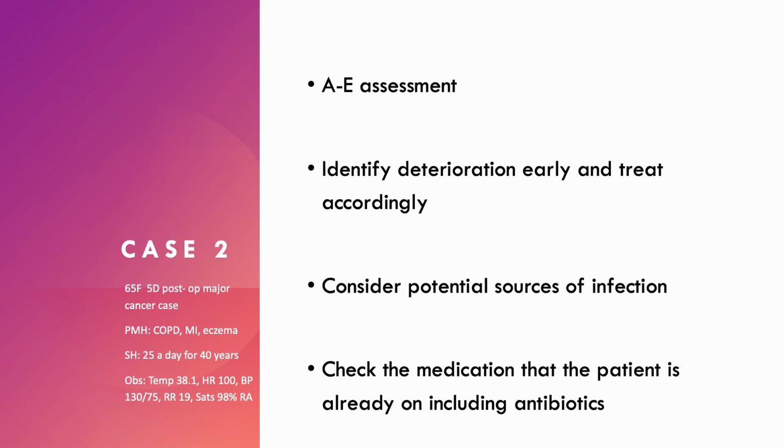So as I said, A to E assessment, we want to identify deterioration early and treat accordingly. We want to consider potential sources of infection. You want to check the medication that the patient is on, including antibiotics. So what are potential sources? You have a surgical site, both extraorally and intraorally, potentially chest infection, urinary infection. These are the things you want to be thinking about.